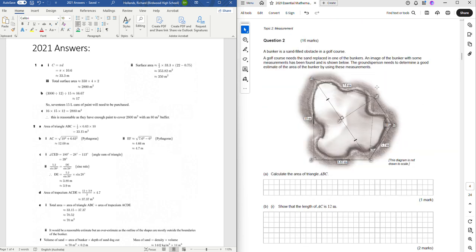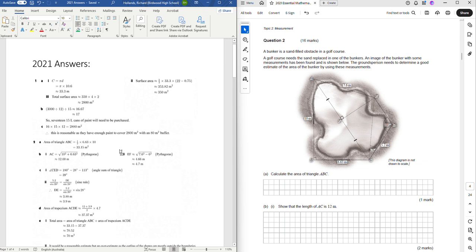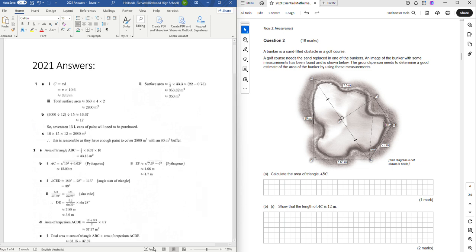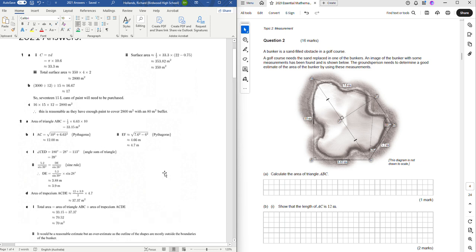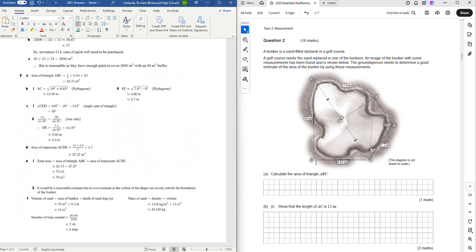All right, question 2. This is one that stumped a few of us as well, so we're going to go through this a bit more. Calculate the area of the triangle. We have the height there of the triangle, and we've got the base. So it's half the base times the height, and that would give us 33.15 meters squared.